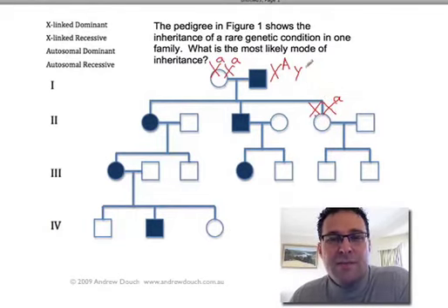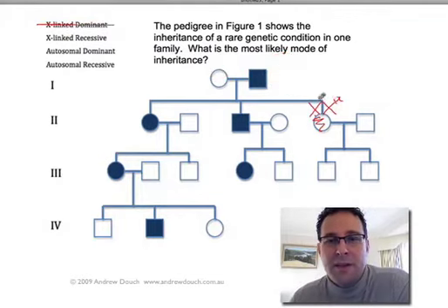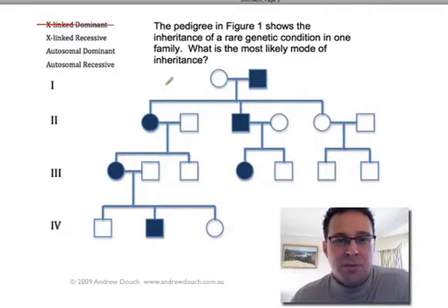So that's where we've got a problem, because the only X chromosome her dad has to give her has a big A allele on it, and yet she clearly doesn't have one, or else she'd be shaded in. So it doesn't work, and it can't be an X-linked dominant trait. We can cross that off. We've disproven that as a possible mode of inheritance.